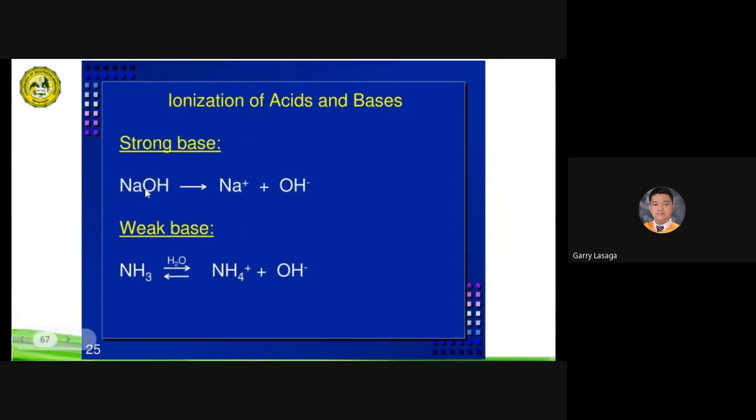For our strong base, this is the reaction of our strong base. It will completely dissociate into its component parts. An example of a strong base is sodium hydroxide. So we have here our yield symbol that signifies that the reaction is completely dissociated. For the weak base, ammonia is a weak base. When it is placed in the solution, it will only produce smaller amounts of hydroxide ion. So we have here the equilibrium sign, meaning that the reaction is reversible, because the dissociation of our NH3 into its component parts is incomplete.